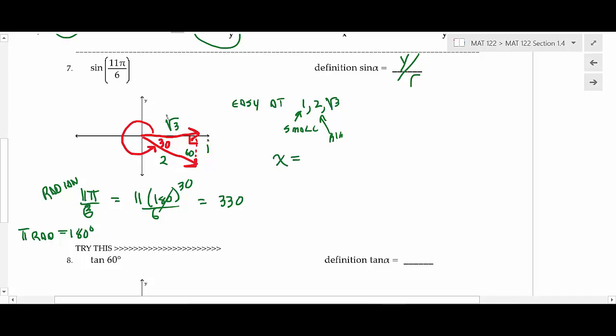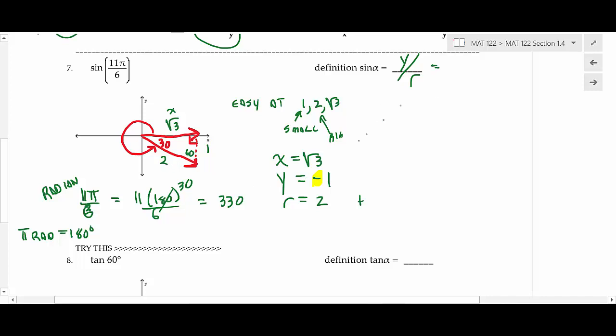What you get then is x is square root of 3. Now be careful with y. Y would be how far down you are. It's not 1, it's -1. So you have to be really, really careful about the signs when you're putting this together. Now r is 2, and r is always positive. X and y can be negative, but r is always positive. So then you're ready to get the answer.